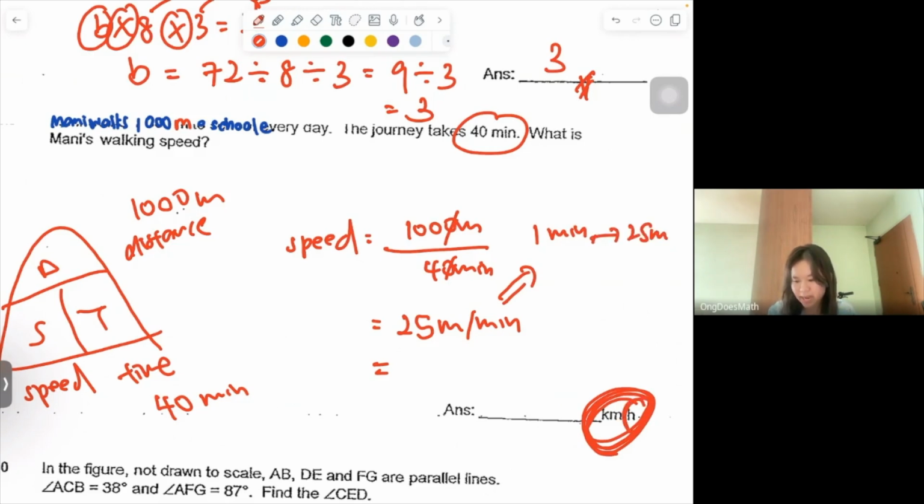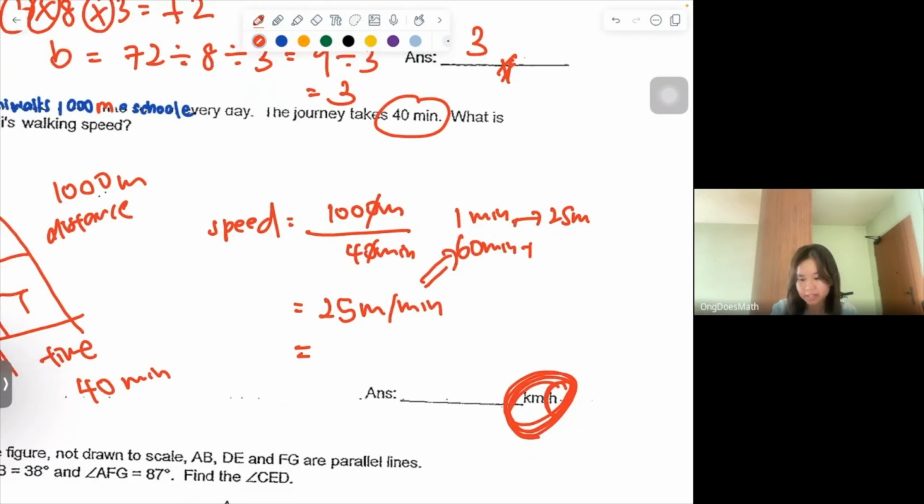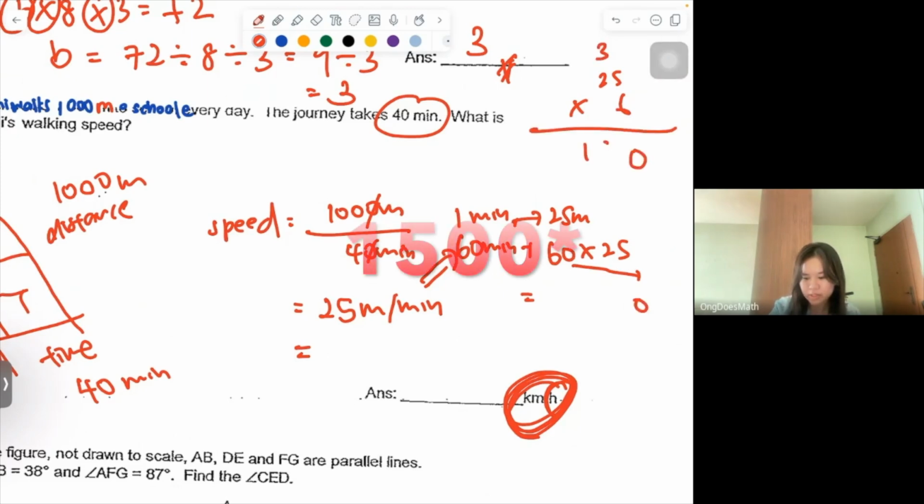So to express it in hour, 1 hour is 60 minutes. So in 60 minutes, Mani can walk what distance? He can walk 60 times 25, right? So we'll just work out the working. The 0 can just put at the end. Just have to work out 25 times 6. So that's 150. So it's 1500. So from 25 meters per minute, it will be converted to 1500 meters per hour.